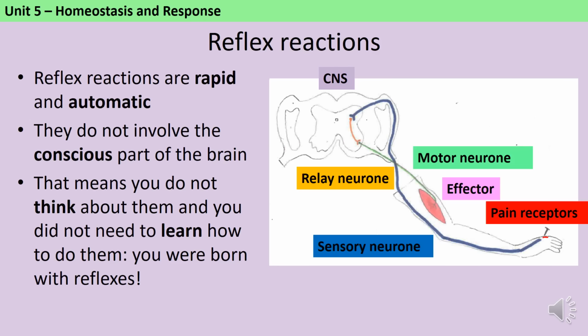Reflex reactions are very fast, automatic responses of your body that don't involve the conscious part of your brain. That means you don't need to think before you do them, and you didn't need to learn how to do them. You were born with reflexes. They're often linked to keeping your body safe, so things like snatching your hand away from a hot object or the pupil of your eye closing down if there's a very bright light.